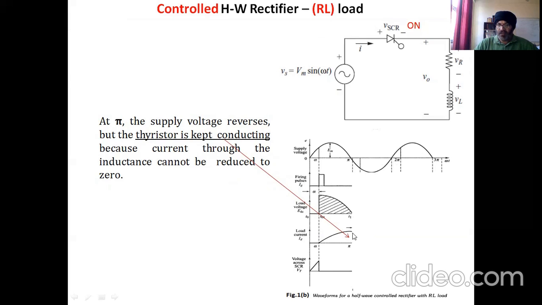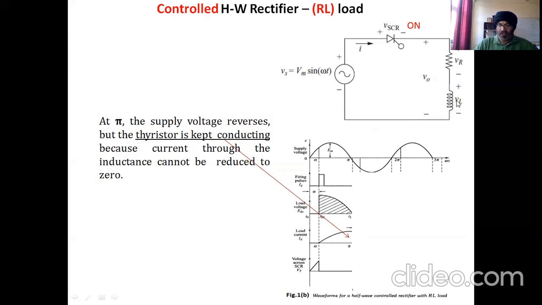At angle pi, the inductor becomes fully charged or fully energized. We can see from here, and the voltage at angle pi reaches 0. So it reaches 0 over here and it reaches 0 over here. But the current still continues to flow.